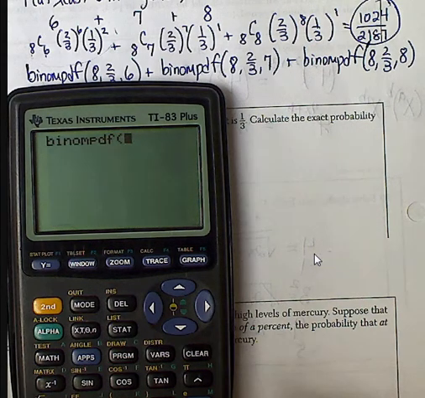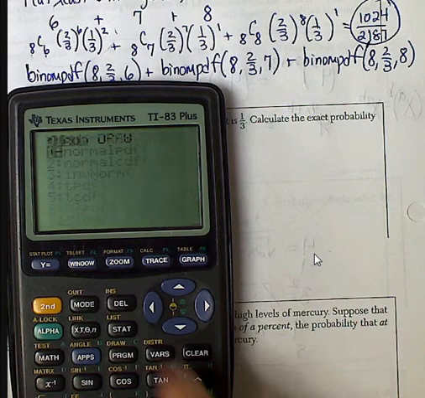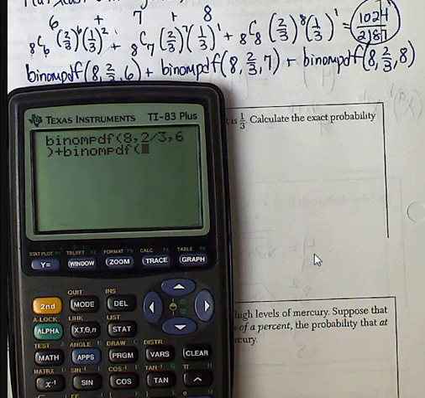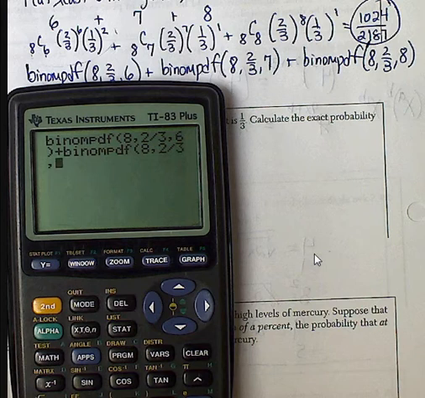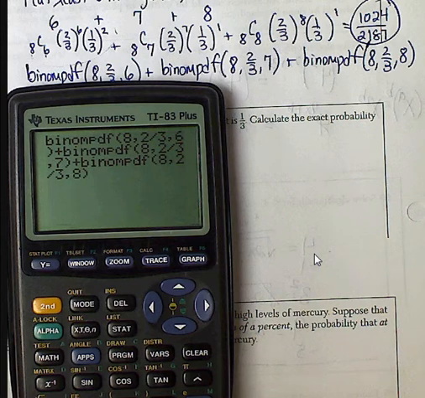And the first binomial PDF is going to be 8, comma, 2/3, comma, and I want 6 successes. Plus second distribution 0, 8, comma, 2/3, comma, I want 7 successes, plus second distribution 0, 8, comma 2/3, comma I want 8. Hit enter, you get that same decimal.